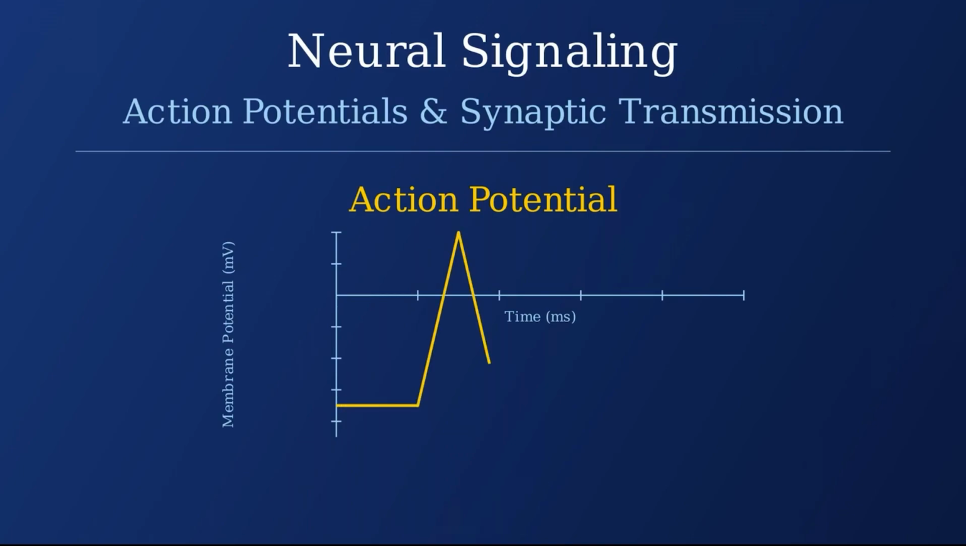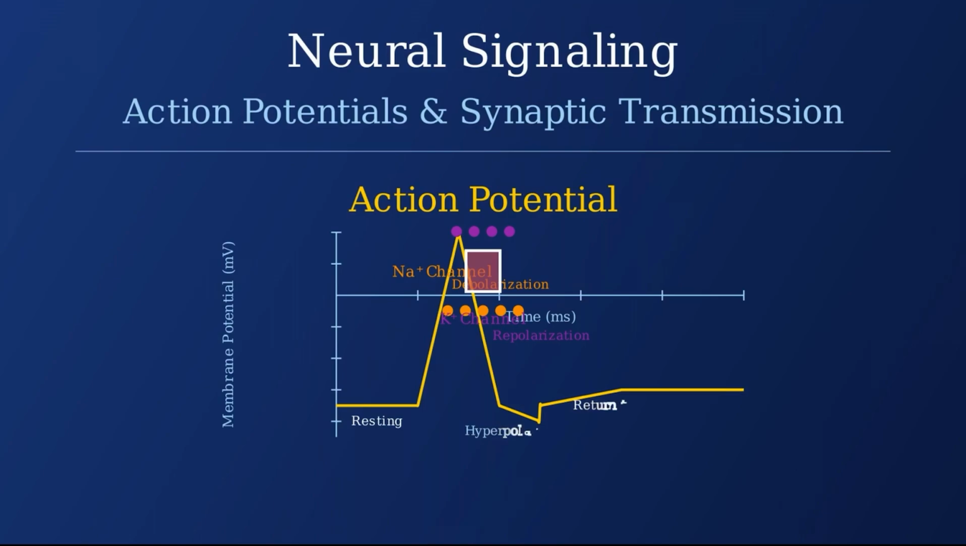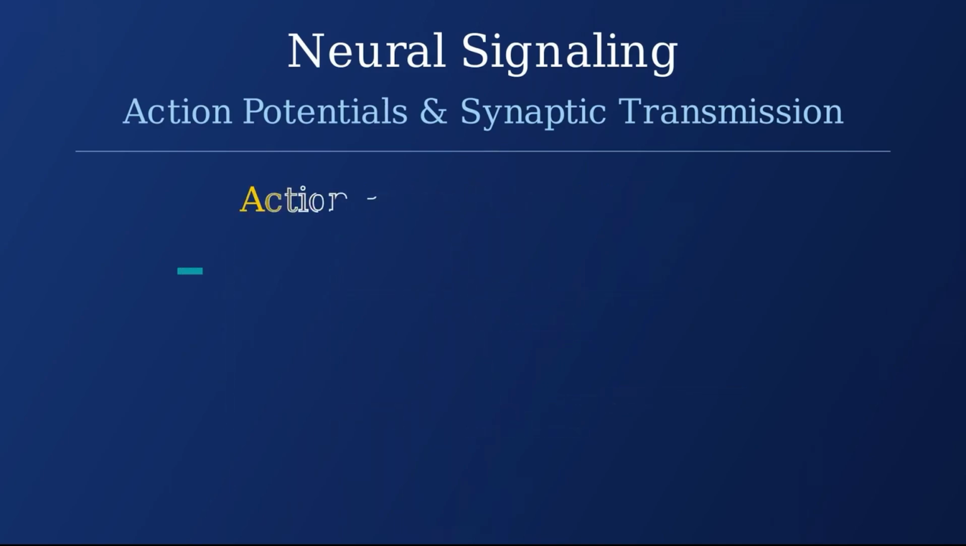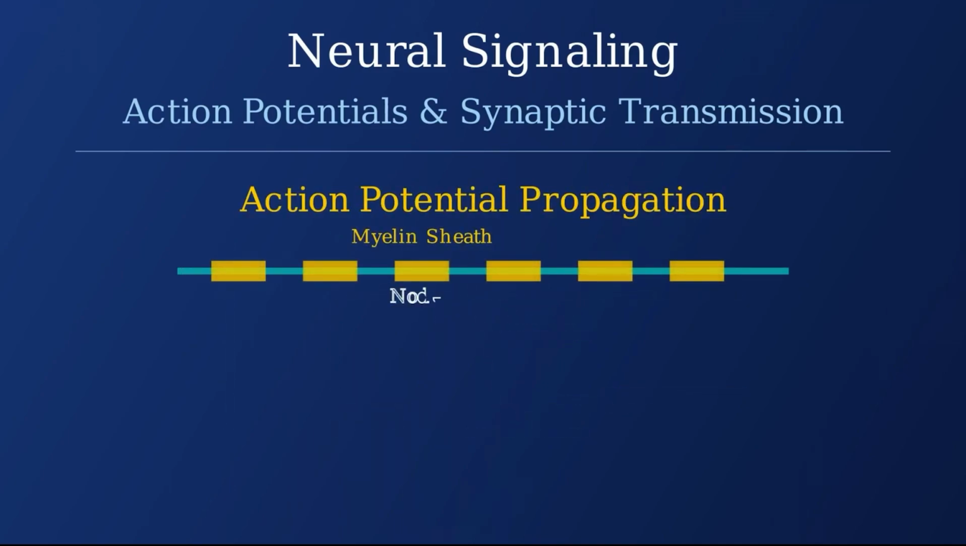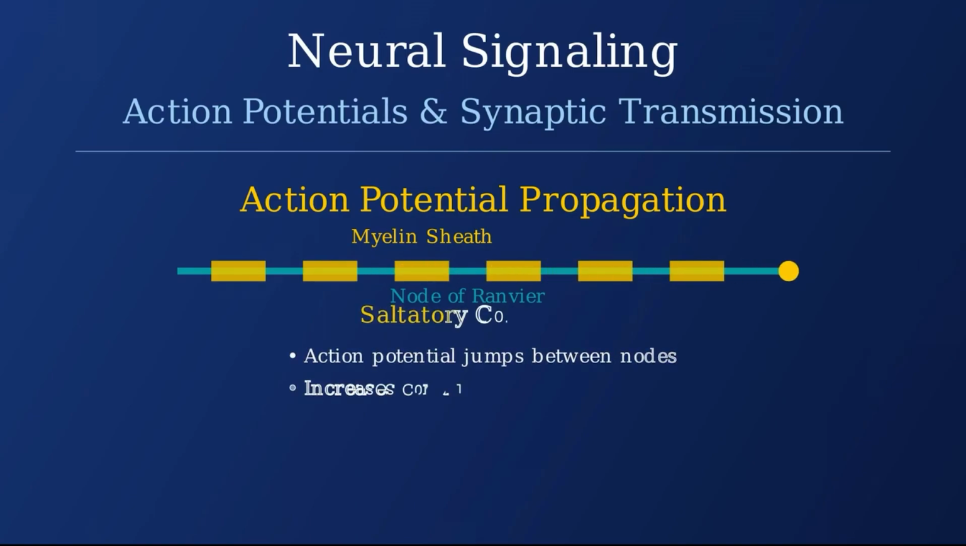The action potential begins with depolarization as voltage-gated sodium channels open and sodium ions rush into the cell. This is followed by repolarization as potassium channels open and potassium ions flow out of the cell. After a brief hyperpolarization period, the membrane potential returns to its resting state. The action potential propagates along the axon, traveling faster in myelinated neurons through saltatory conduction.